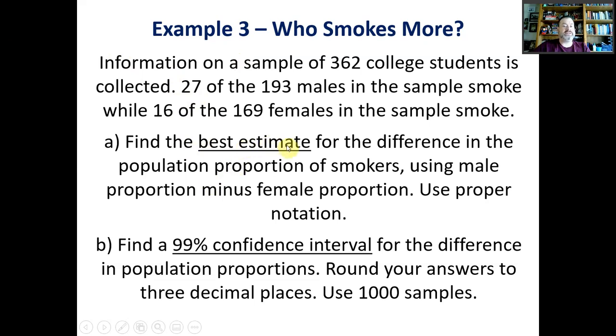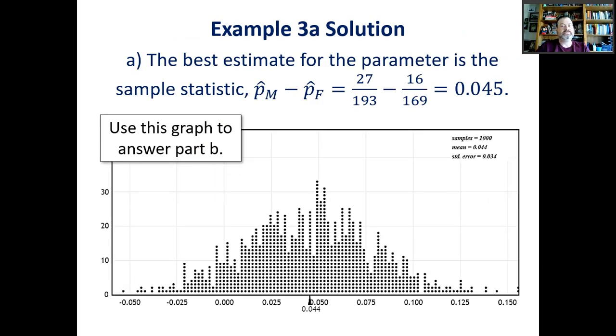So the best estimate is our sample statistic. So here you don't have to list the parameter, you have to list the sample statistic. So the best estimate for PM minus PF is P hat M minus P hat F, right? And so you just plug everything in. So the best estimate for the parameter is our sample statistic. So 27 out of 193 males smoke minus 16 over 169.